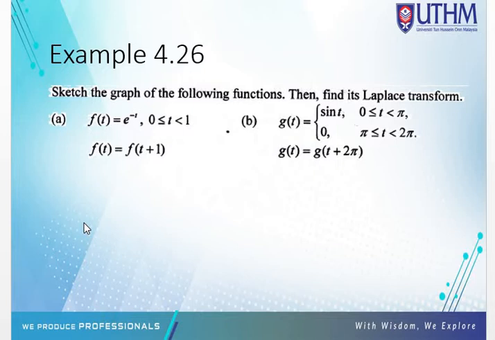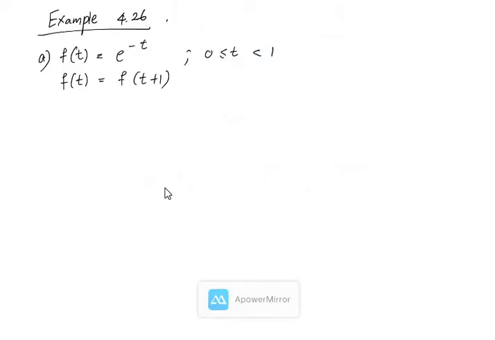Now let's look at the example. Sketch the graph of the following function, then find its Laplace transform, for f(t) equal to e to the power negative t, from 0 to 1, and f(t) is f(t plus 1). In this question, you can see here the integration of t is from 0 to 1. This means that T is equal to 1, and this is referred to as 1 cycle.